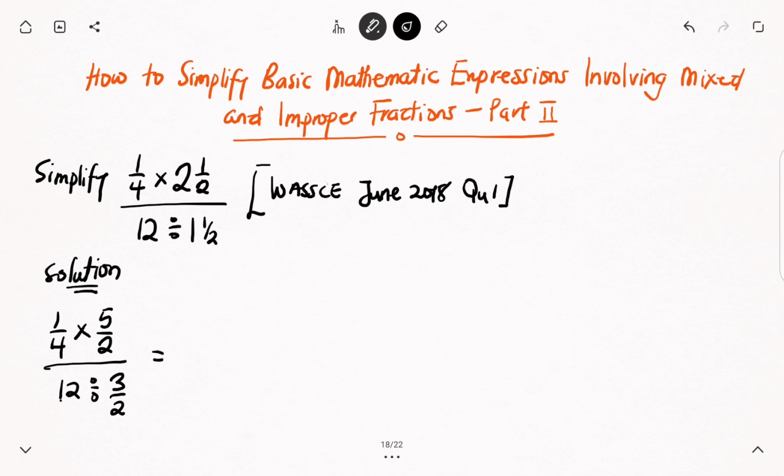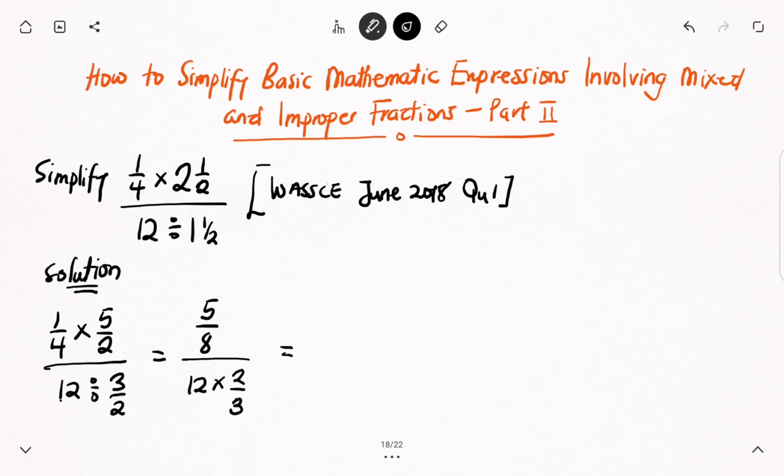So this is equal to, if I look at the top over here, they are multiplying each other, so I can simply multiply them top by top, bottom by bottom to get my result. So 1 multiplied by 5 will give me 5 on 4 multiplied by 2 will give me 8, divided by, now I have 12 over here. If I want to get rid of the division sign at the bottom over here and bring multiplication sign, then I need to reciprocate this or interchange their position. So I now have 2 on 3 over here.